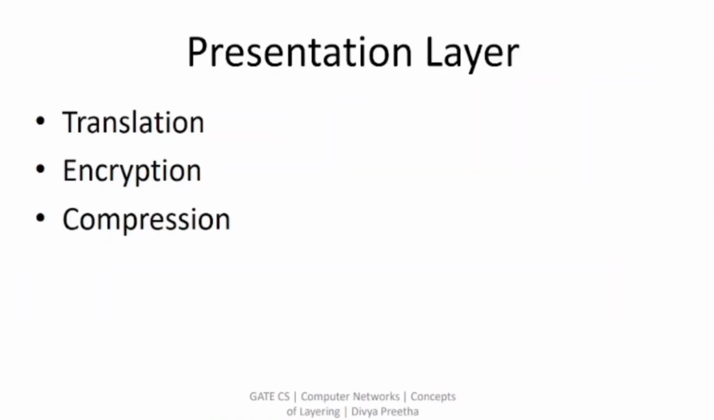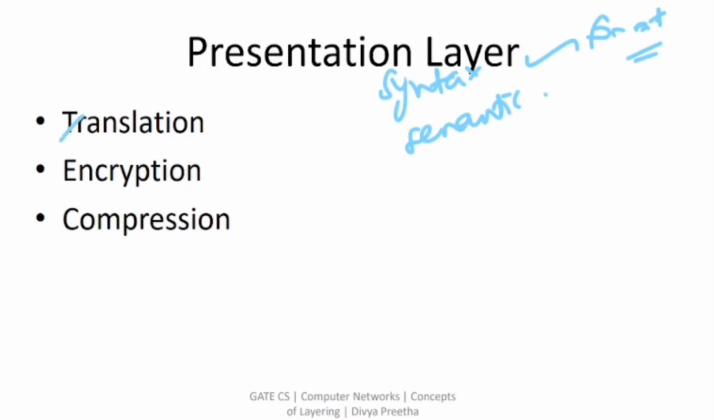Then talking about the presentation layer, this layer is mainly concerned with the syntax and semantics of the information exchange between the two systems. Presentation is all about how we present the data, the format, all those things. Presentation layer has three responsibilities, which are translation, encryption, and compression. Translation means each device may incorporate its own encoding scheme. One device may use 4-bit, 5-bit encoding, one device may use 8-bit, 10-bit encoding.